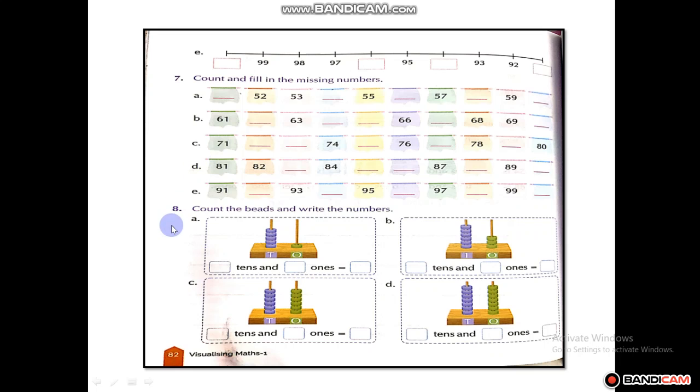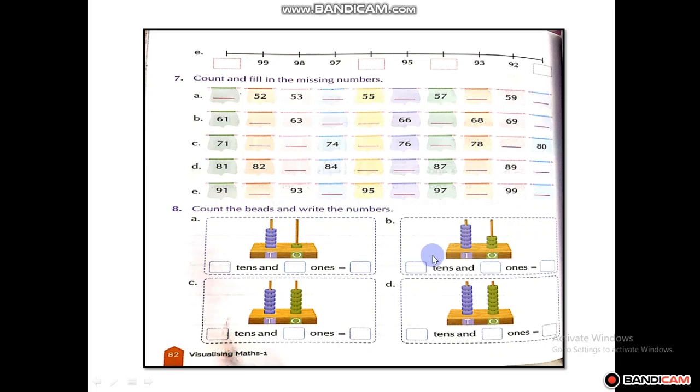Okay. Now children, question number 8, count the beads and write the numbers. Here are the beads given. How many beads are there in tens column? There are 5 beads. 1, 2, 3, 4, 5. So you will write here 5 tens and then 1 in ones. So 5 tens and 1 ones will make 51.